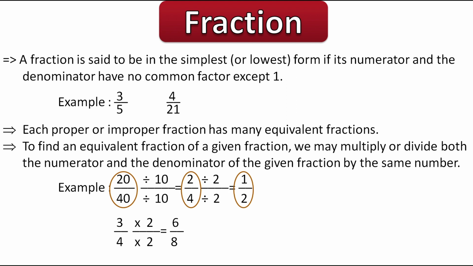Now if I want to find one more equivalent fraction, then I can multiply with any number. I am multiplying here by 7. So I got the answer 42 upon 56. 6 7s are 42 and 8 7s are 56. Now here 3 upon 4, 6 upon 8 and 42 upon 56, these 3 are equivalent fractions.